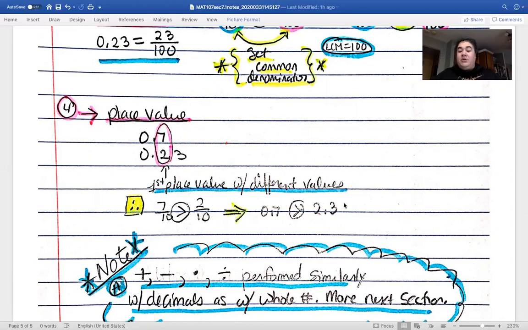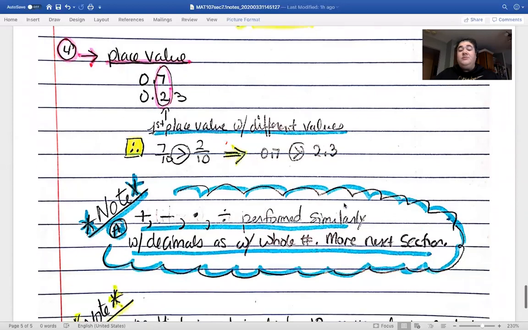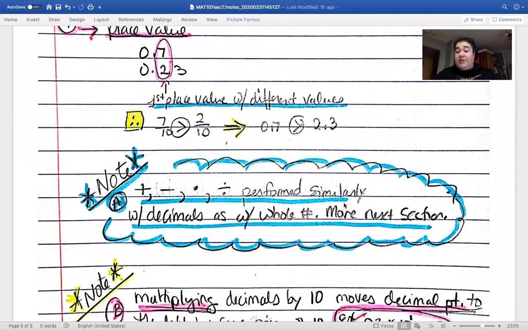Okay, now a couple of notes before we wrap it up. As we move on to section 7.2, we're going to discuss this note here in blue even further and in more detail, but it's good for you to note from now that the operations of addition, subtraction, multiplication, and division are performed very similarly using decimal numbers as we do with whole numbers. There are some slight adjustments that we make, which we'll have more of in the next section, but for all intents and purposes, what you can do with whole numbers, you can do with decimals as far as the operations that we use.